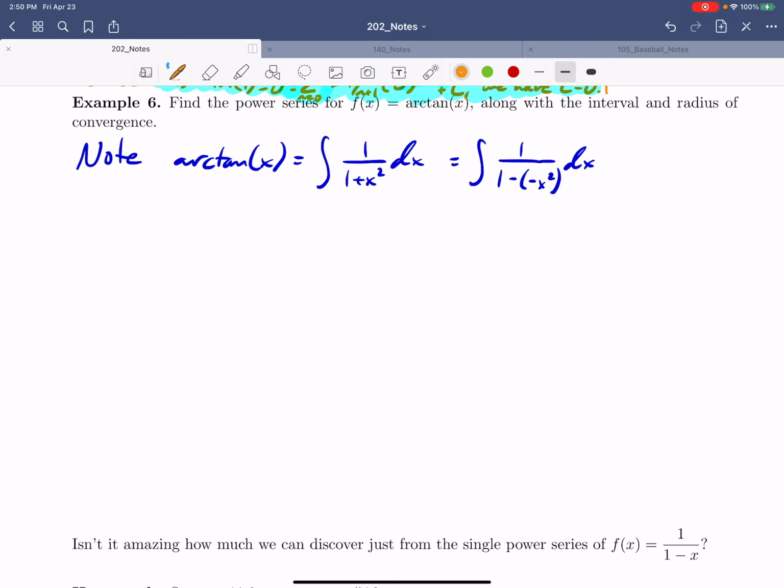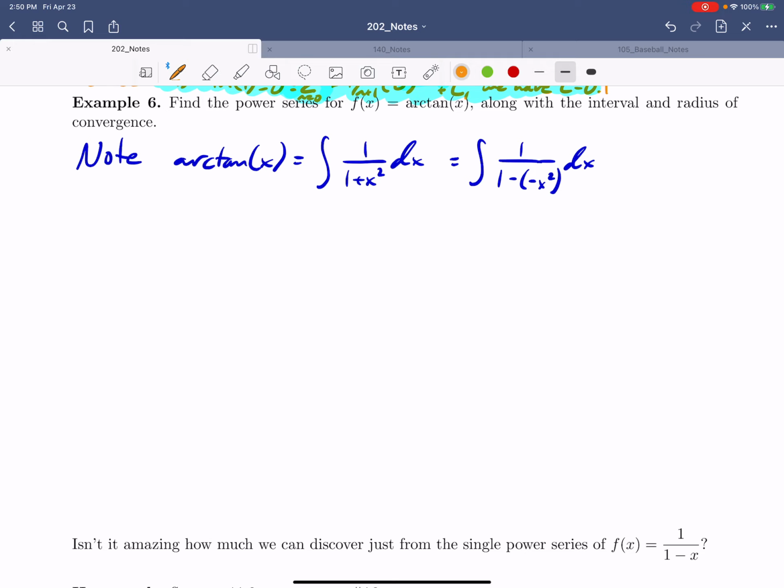Let's take a look at this guy. Remember, we're finding the power series for arctan. And this is a good one to do because our arctan will show up later. It's a pretty nice result, as we're going to see in a sec. Remember that arctan is, of course, the integral of 1 over 1 plus x squared.